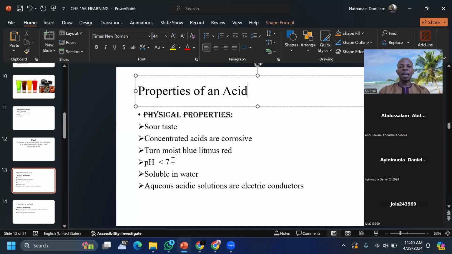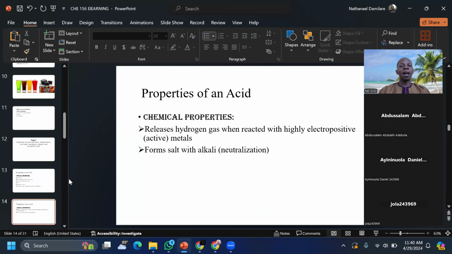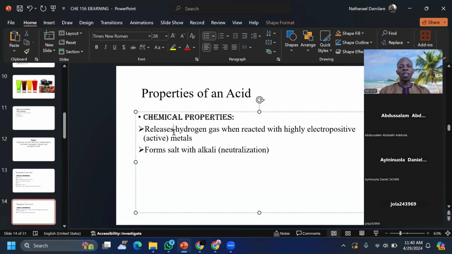Also, we know that acids, when you put a blue litmus paper inside it, the litmus paper can turn red. You're familiar with that from secondary school. The pH of an acid is between 0 and 6, typically less than 7. And acids are soluble in water. Then they are good conductors of electricity, especially when they are Arrhenius acids. And we have the chemical properties also. They can liberate hydrogen gas, especially when they react with active metals like sodium, like potassium, and all that.